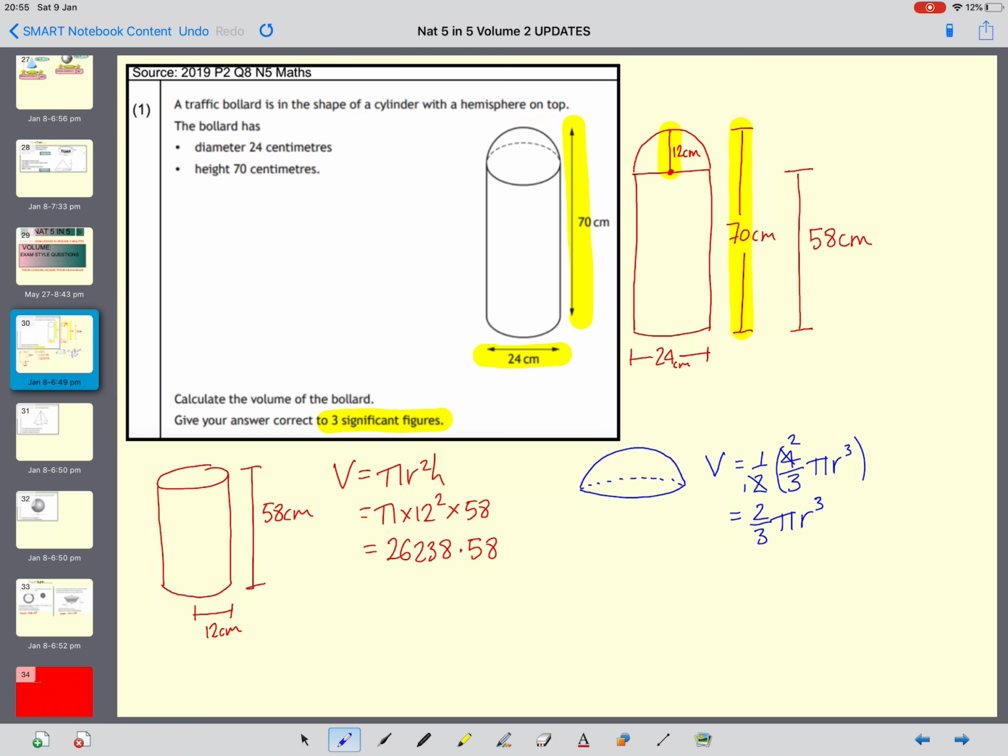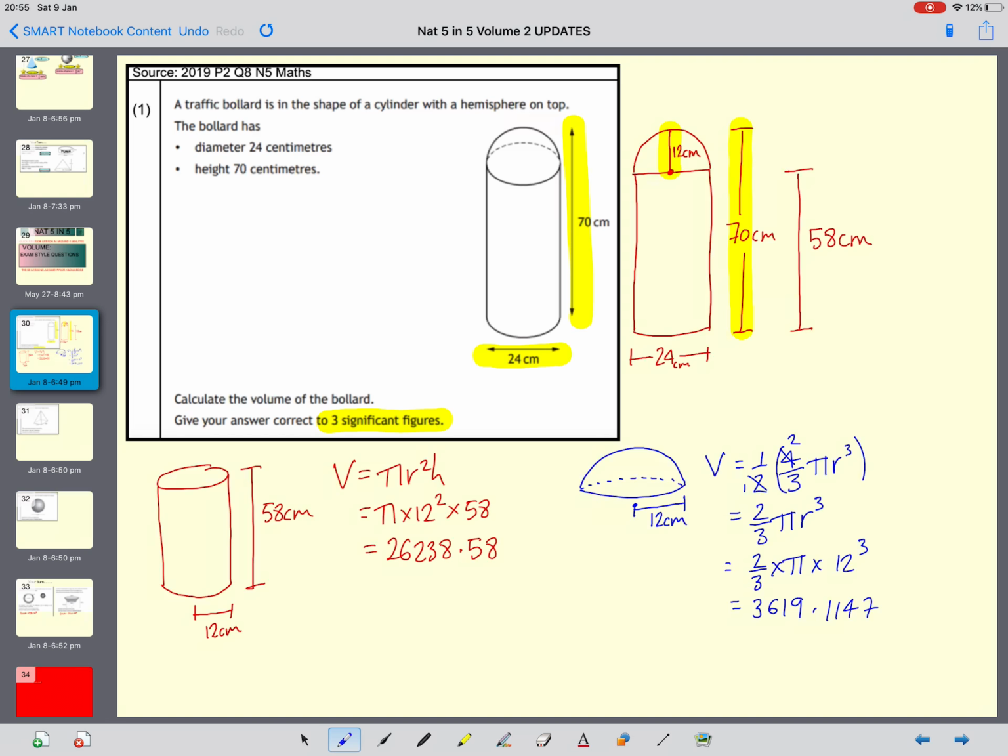Again, you're told the diameter is 24, so the radius of this hemisphere must be 12 centimetres, and you're just going to plug that in. So it's going to be 2/3 multiplied by pi multiplied by 12 cubed, and you should get an answer of 3,619.1147. You want to keep these answers as accurate as possible, because you are going to then add them together and then you are going to round them.